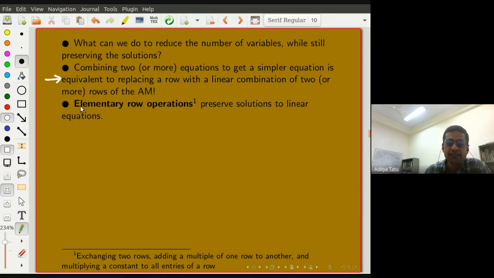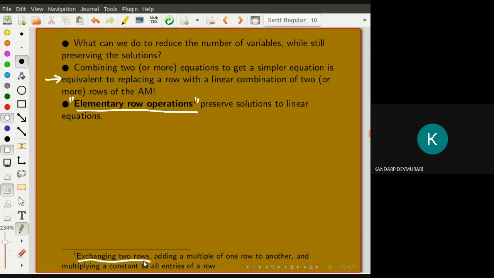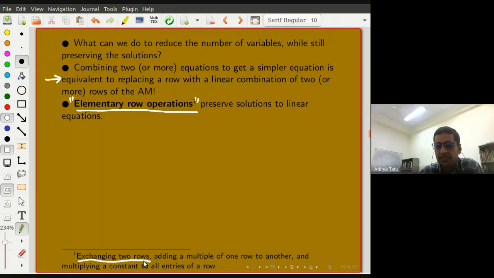So we define operations that we are going to call elementary row operations. Okay, so elementary row operations include these things: exchanging two rows, right? What does exchanging two rows imply for the original equations? Exchanging the order of equations, right? The order of equations anyway doesn't matter, because you're trying to find a solution for all equations simultaneously. The order, of course, doesn't matter.